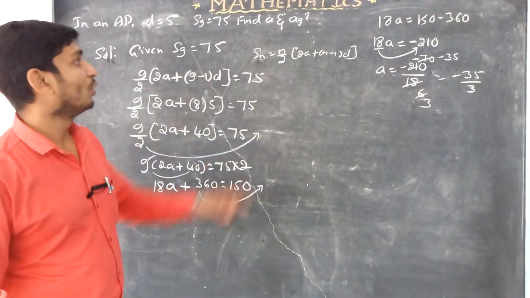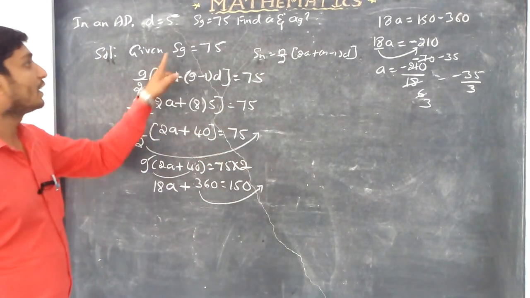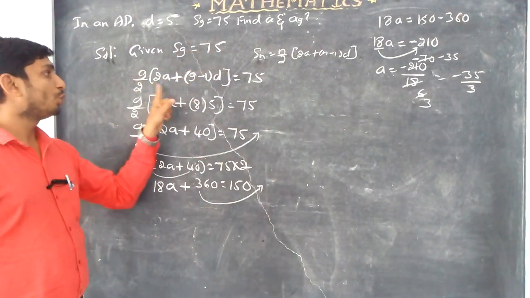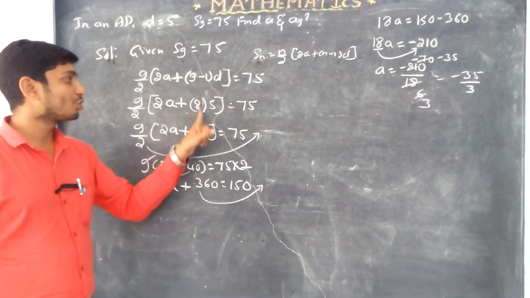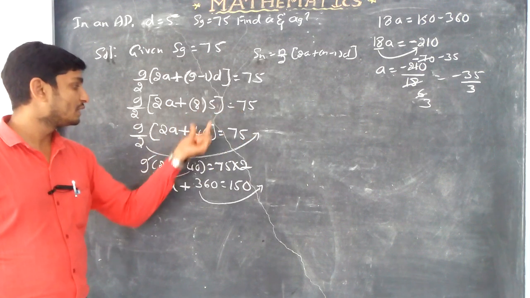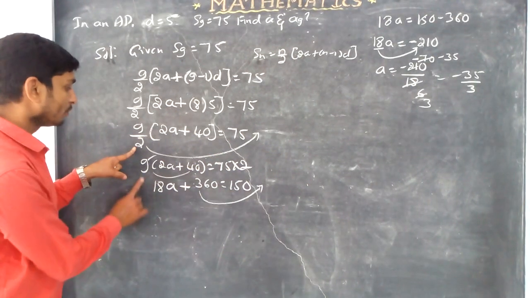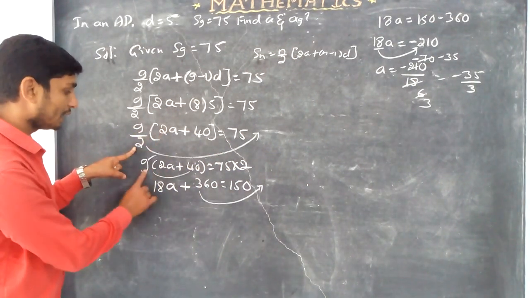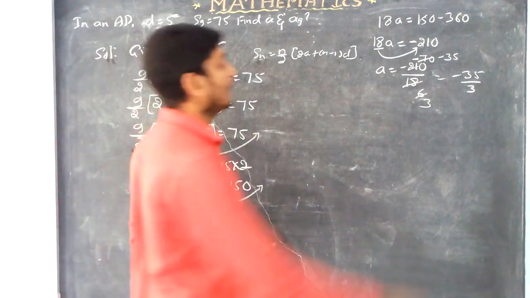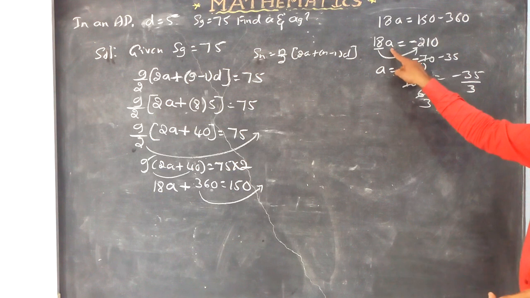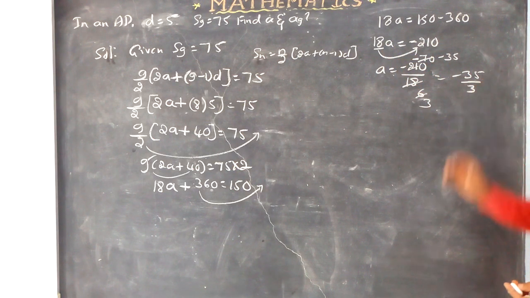So we got a. How much is a? a is minus 35 by 3. Once again, see what is given here: S9 equals 75. That means 9 by 2 into 2a plus (9 minus 1) into d equals 75. Simplify: 9 by 2 into 2a plus 8 into 5 equals 75. 8 5s are 40. Take the 2 to the other side, that means 75 2s is 150. Taking 9 inside, 9 2s are 18, 9 4s are 36, that's why 360. Now I need a, so take 360 to the other side and you will get minus 210. Transfer this 18 to this side: minus 210 divided by 18. Simplify, you will get minus 35 by 3.